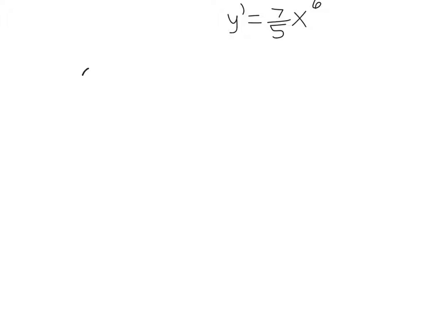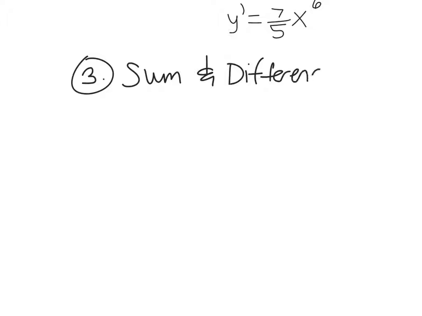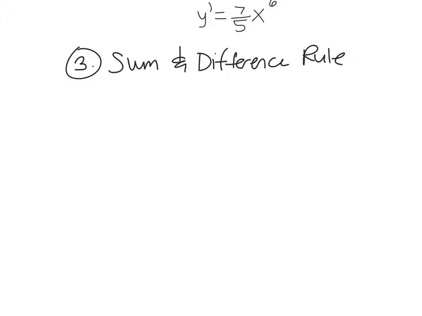And now we're going to go with number 3. Number 3 is the sum and difference rule. The sum and difference rule is not going to be the same as the product or quotient rule. So this one is the easy one. The other ones that are coming up are a little harder.